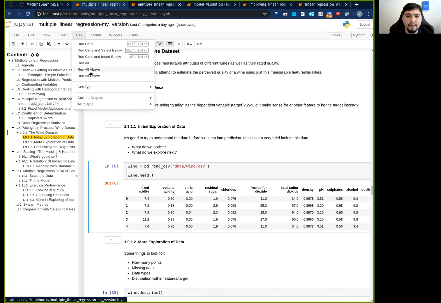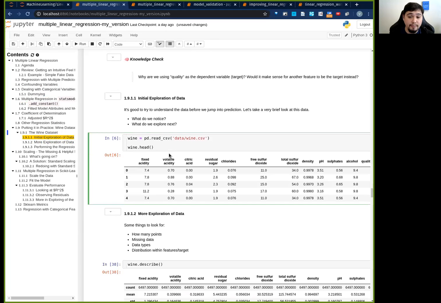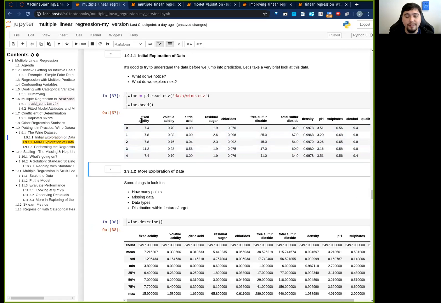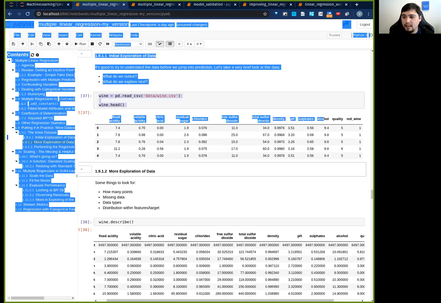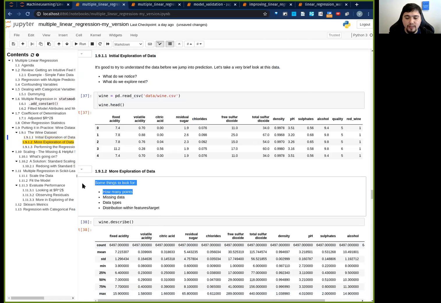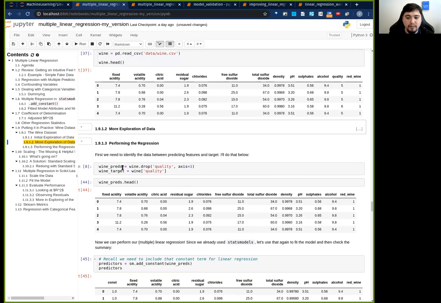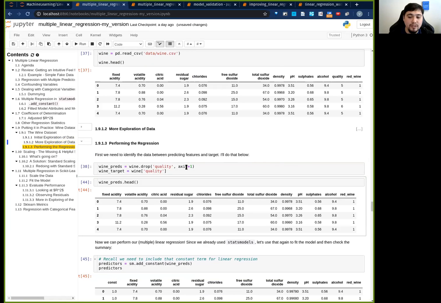Last time we saw how we could load the wine data frame. We have this data of fixed acidity and all these different features, and then finally, a little off to the side here, the quality attribute. That's our target, what we're looking to predict. We could do some exploration, but we're going to skip over that and go straight into performing the regression. We saw that we make sure we have our features and our target separate from each other.